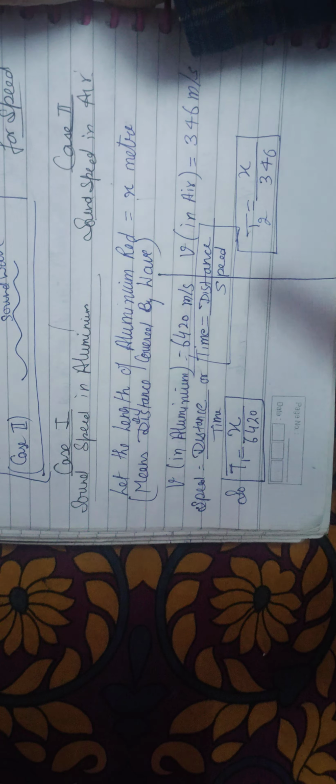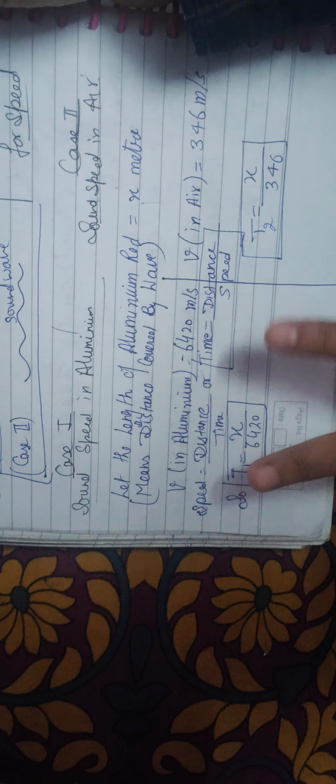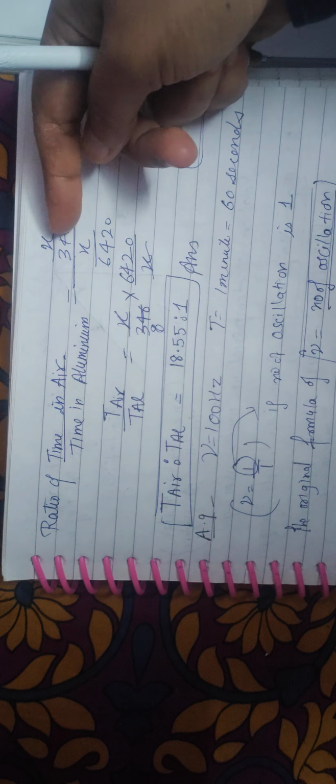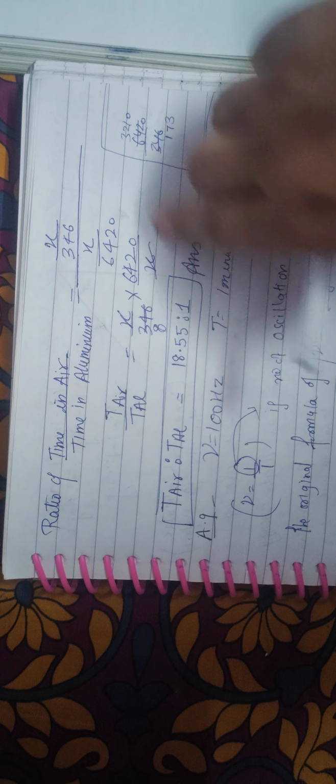Now see what you have to do. t1 is this, t2 is this. Now they are asking about the ratio of time. First find out the time for both. Now the ratio of the time, t1 by t2. So t1 on the top, t2 downside. When you solve it, it is x by 346 divided by x by 6420. So 6420 will go up, x will be downside. Now x by x will cancel out and you will find the answer.